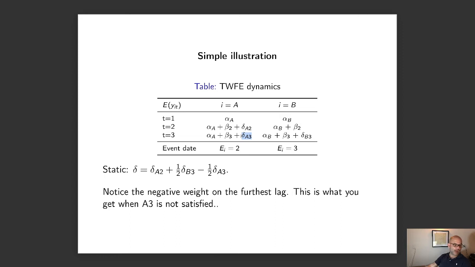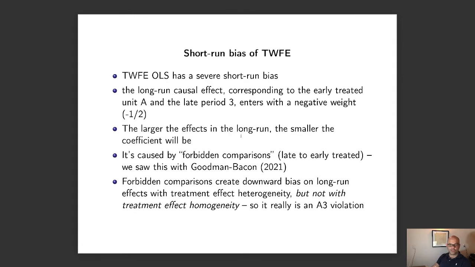It's getting more negative, or downwardly biased towards 0. So the long-run causal effect corresponding to the early treated unit A in the late period 3 enters with a negative weight. So the larger the effects in the long run, the smaller the coefficient will be. And it's caused by what Borusyak, Jaravel and Spiess call the forbidden comparisons, those late to early treated contrasts. We saw this with Goodman-Bacon.